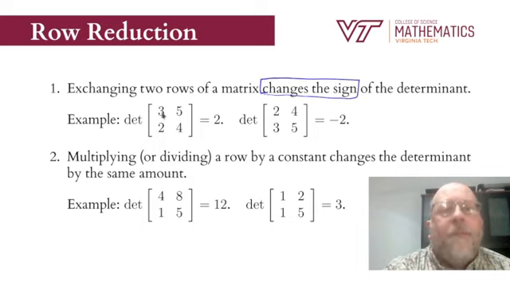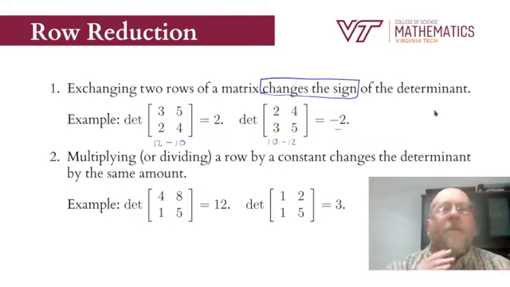So as an example, if I start with 3, 5, 2, 4, that determinant is 12 minus 10, which is 2. But if I switch the order of the rows, then now I have the 10 coming first and the 12 coming second, and my sign has changed.